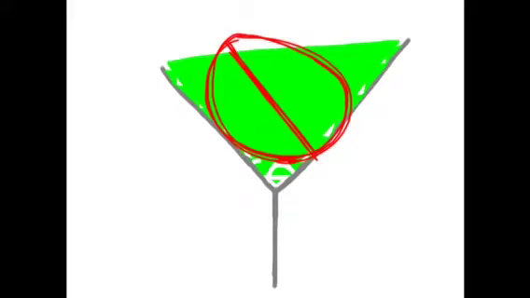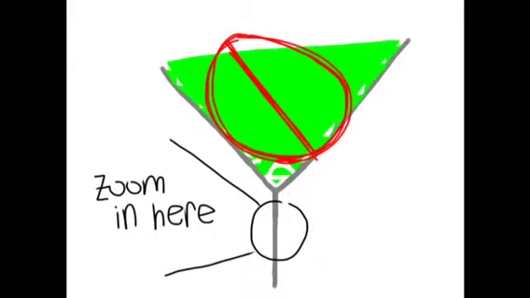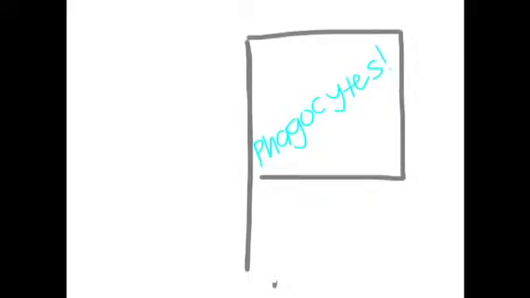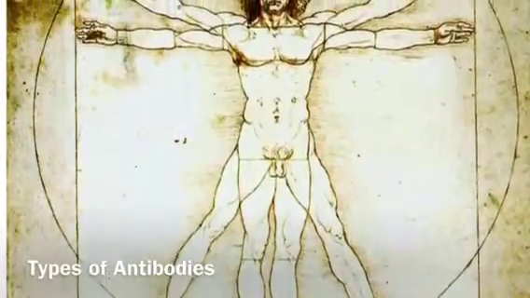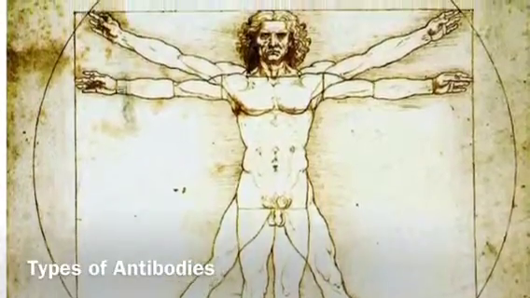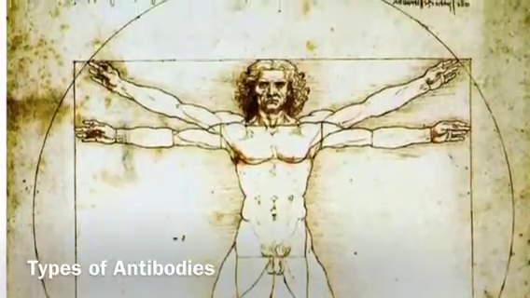The last main function of the antibody is that it enhances phagocytosis. Once the antibody has formed a bond with the antigen, the stem region of the antibody serves as a flag that will attract phagocytes. There are many different types of antibodies, but I'm only going to discuss the 5 main ones with you. You would be wise to memorize these.